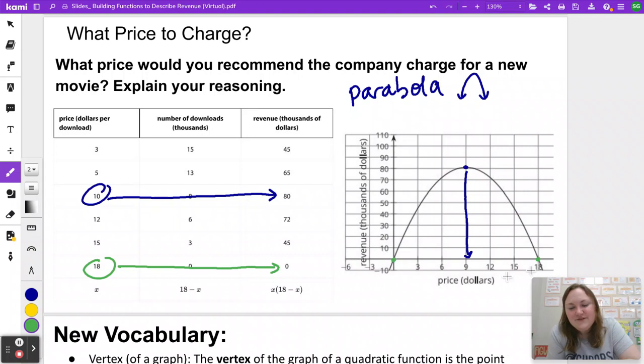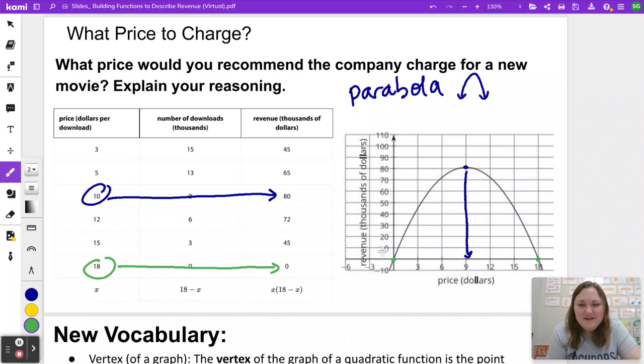And so we see those 2 points there that I marked in green are those points where they wouldn't make any money. I would recommend, of course, that you're setting it for the price where you make the most revenue. But any of these other prices would make them some money. But $0 or $18, this graph is showing that they wouldn't make anything.